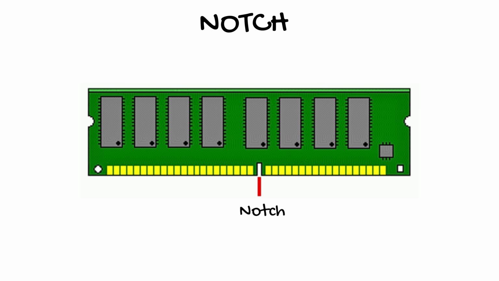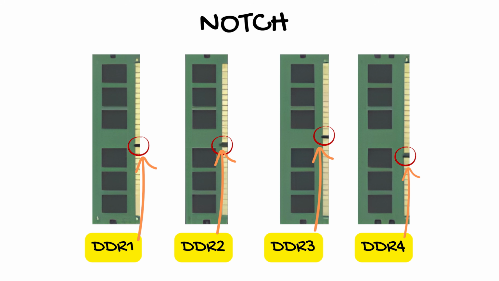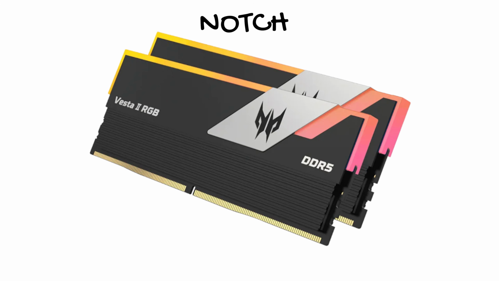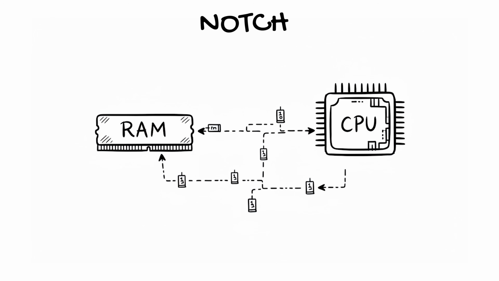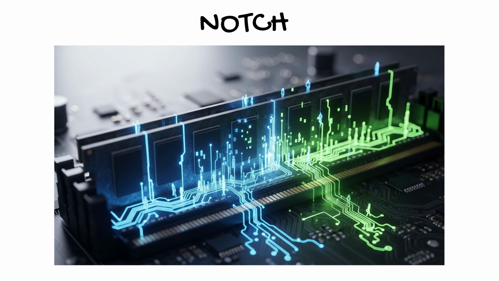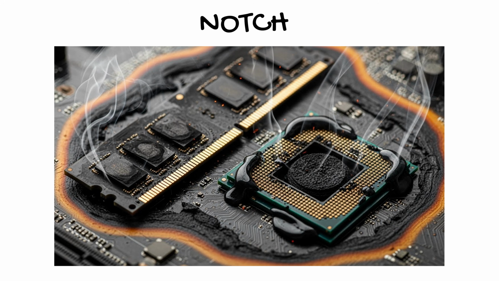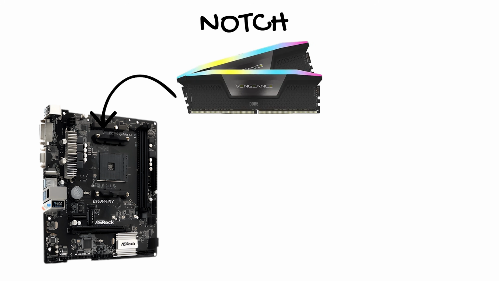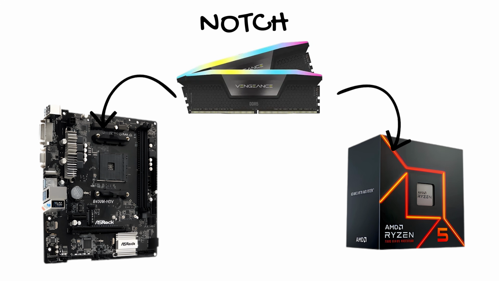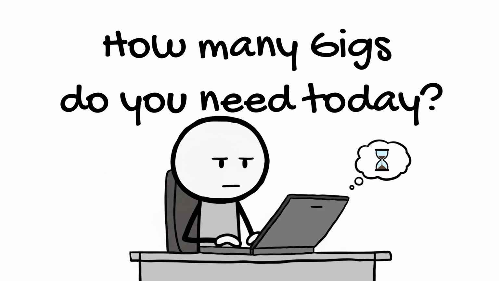The safety notch and incompatibility. A key engineering detail is the notch or slot in the pin row. Every generation, DDR2, 3, 4, and 5, has this notch in a millimetrically different position. This isn't for aesthetics, it's a safety measure. It physically prevents you from connecting incompatible RAM. If you tried to force a DDR4 stick into a DDR5 motherboard, you could cause a short circuit that fries both the memory and the processor. This means upgrading your RAM to a new generation almost always forces you to buy a new motherboard and sometimes a new processor.